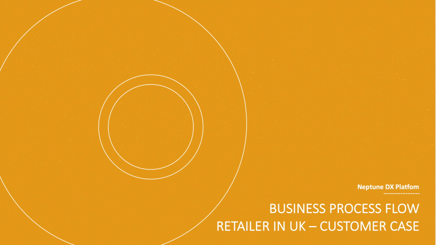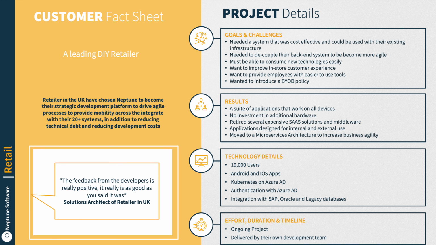Let's look at an example from a customer. It's a customer that leverages the process flow of Neptune to build workflows that are more than simple approval tasks. So let's look at the fact sheet. So this customer has a setup of more than 20 different systems that require integration, to provide not only mobility, but also to drive business process flows.